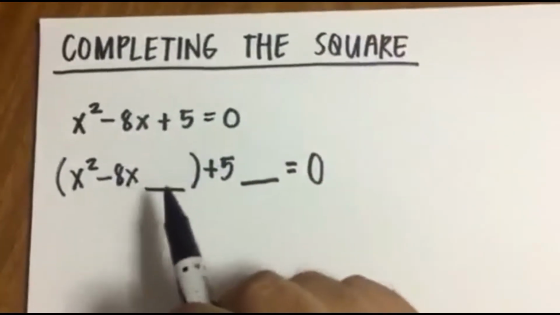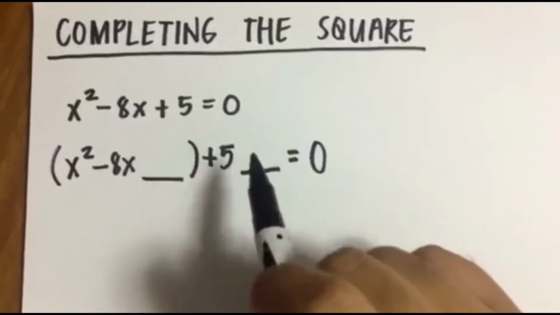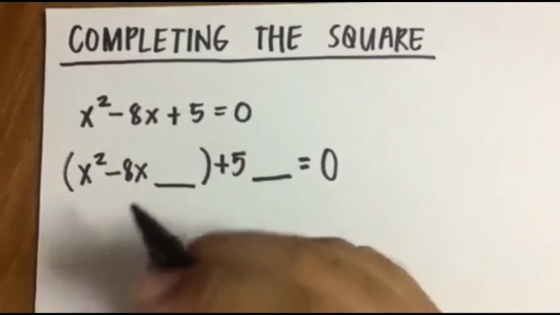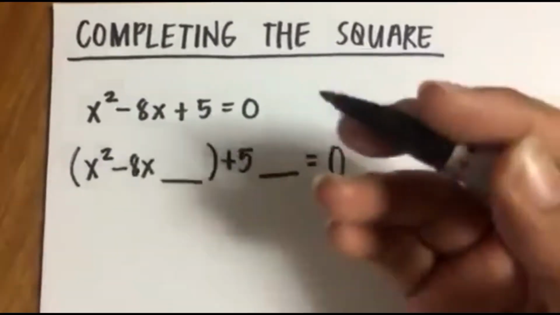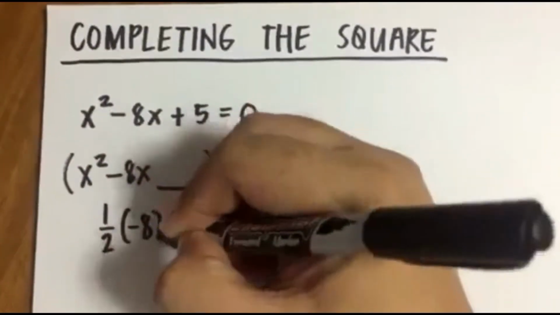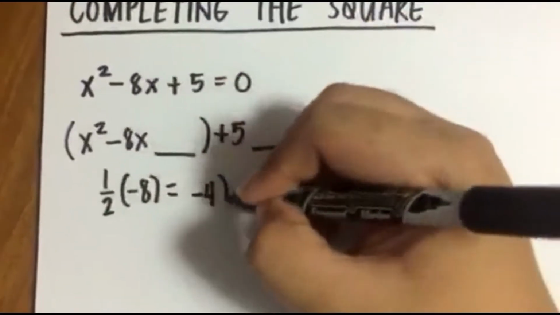For you to find the numbers you need to fill up the spaces, you need to look at the numerical coefficient of your x. You get 1/2 of that and then you square it. So 1/2 of negative 8 will give you negative 4. And then you need to square it.